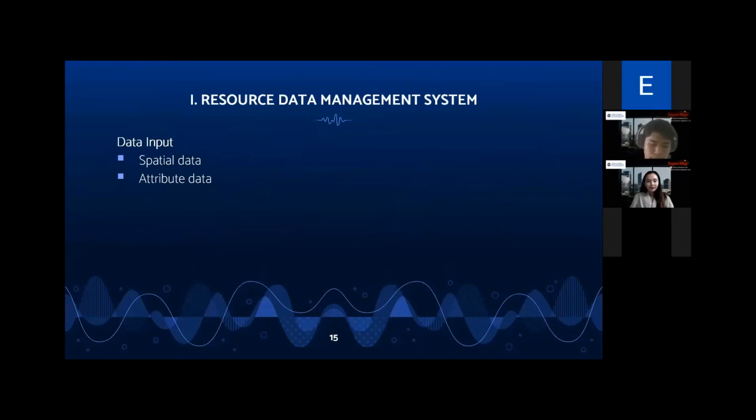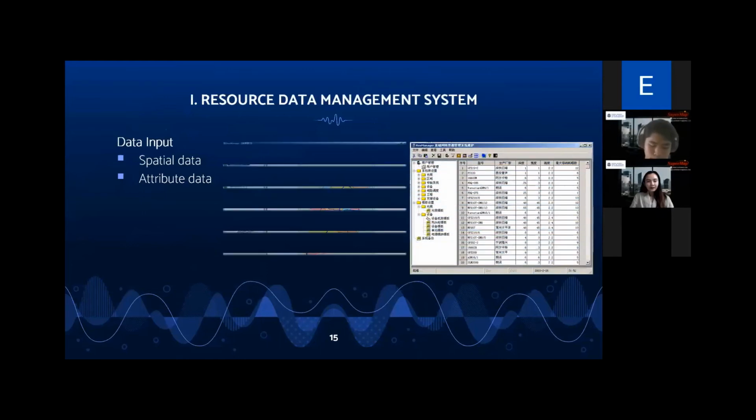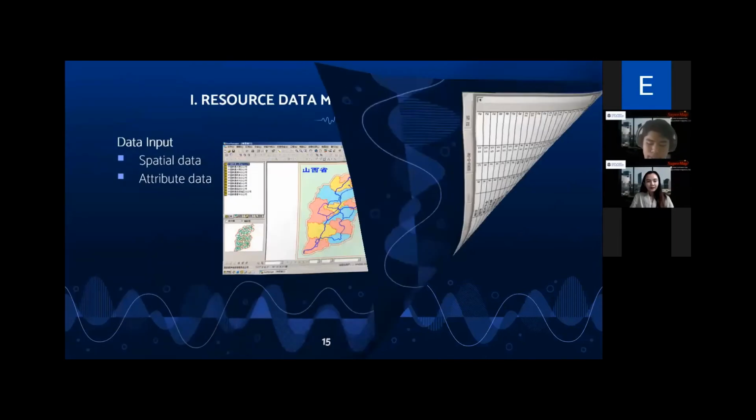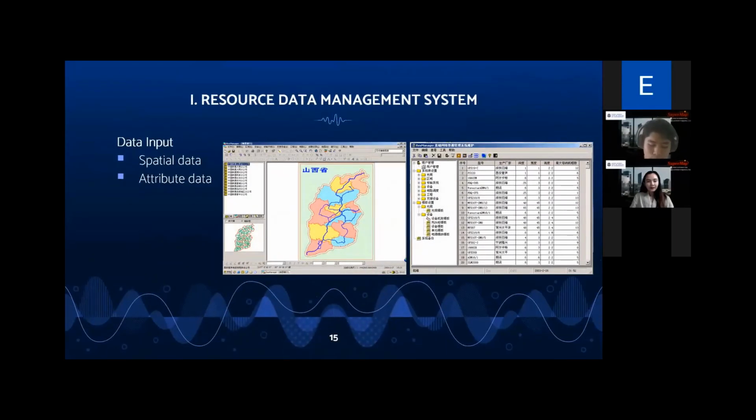Now, let us begin introducing the different features of resource management in the GIS system. First is data input. In GIS, we can input both the spatial information and attribute information.